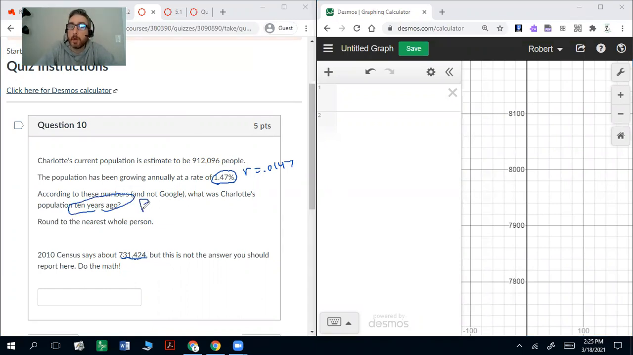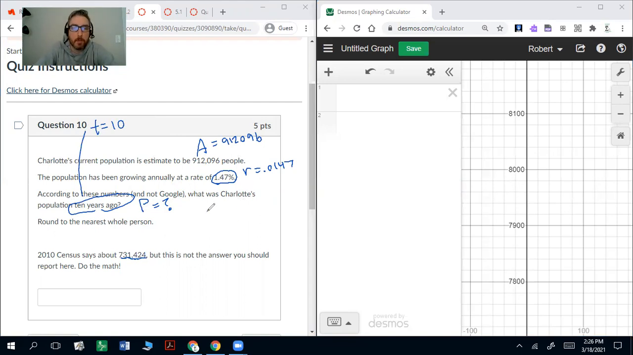So what was Charlotte's population 10 years ago? That was the principal amount. This is your final amount. And we want to know how long. Well, actually, we know how long. It says 10 years ago. So we don't know P. A is 912,096. We got our rate. And it says 10 years ago. So T is going to be 10.